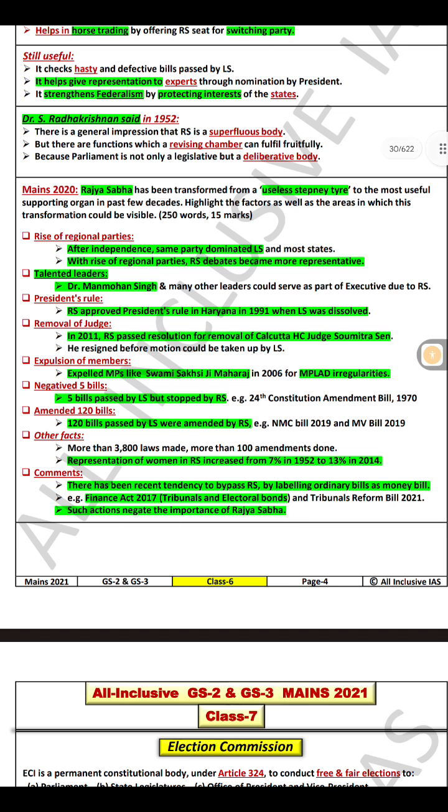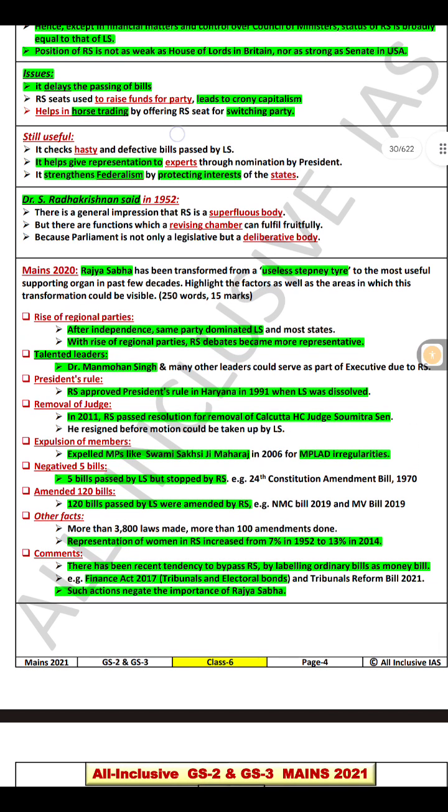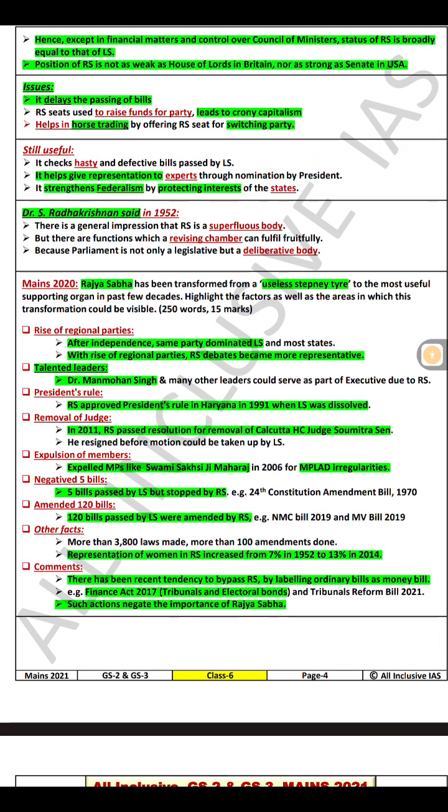Rise of regional parties. After independence, same party dominated Lok Sabha and most states, but with rise of regional parties, Rajya Sabha debate became more representative. Talented leaders like Dr. Manmohan Singh and many other leaders could serve as part of executive due to Rajya Sabha.